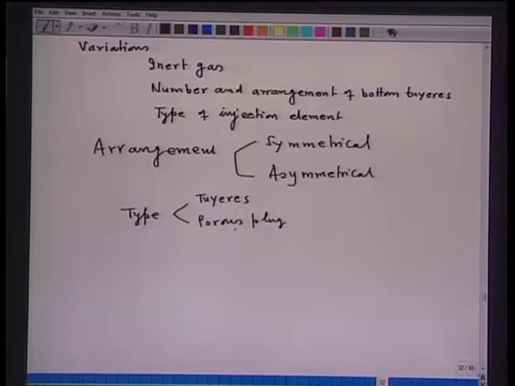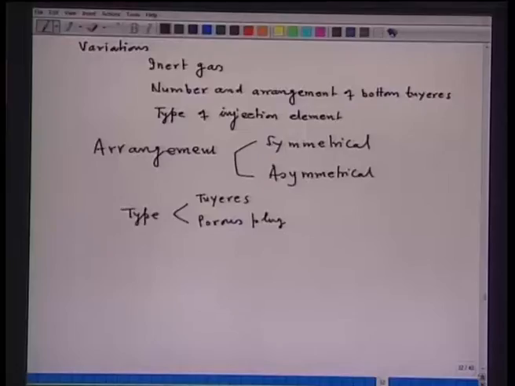So, tuyeres and porous plug. Now, in the porous plug again several designs are there. There could be a straight path, or the path could be a little bit tortuous. Some want to work with the higher pressure differential, some want to work with the lower pressure differential. So, this is about the variations in technology, and as such there are different variations already available in practice.